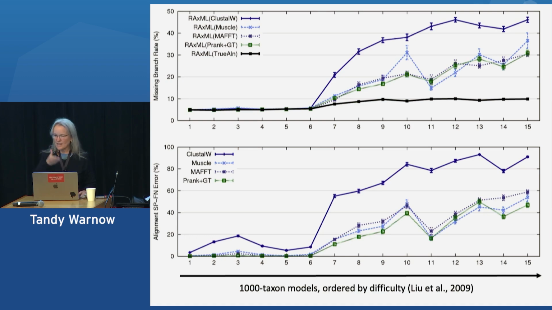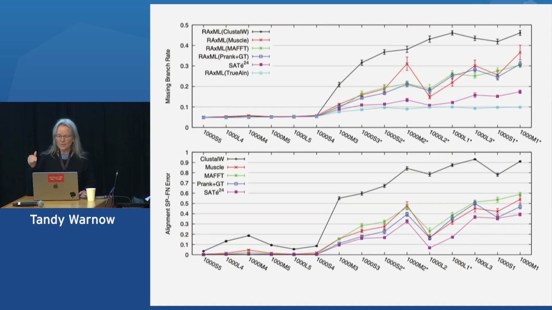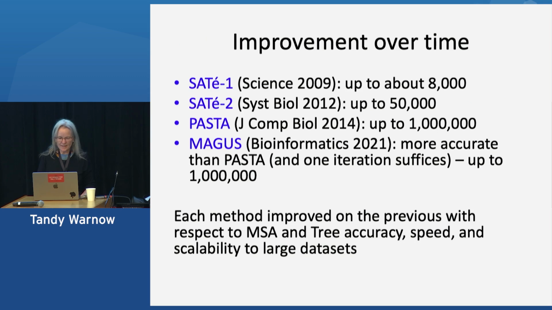So back to this example from 2009, we developed SATE, and SATE is this thing in purple, and this is a 24-hour analysis of SATE, with better trees, which you can see here. It's almost as good as what you get on the true alignment, and the best alignments. Now that was very satisfying, but the gap between what you can get on the true alignment and what you get with SATE is something we wanted to address. So we redesigned it. And we got SATE2, which could go up to about 50,000 sequences, where the first SATE could only do about 8,000. Then we did PASTA, which could go to 1 million. And then most recently, we have MAGUS.